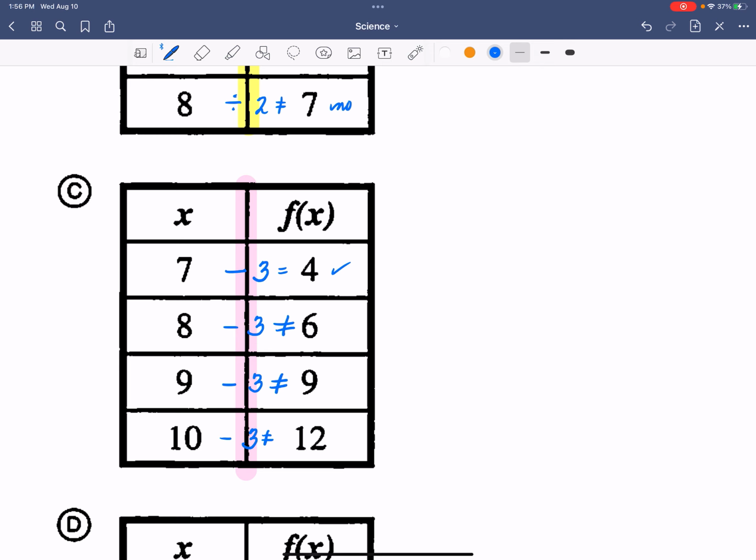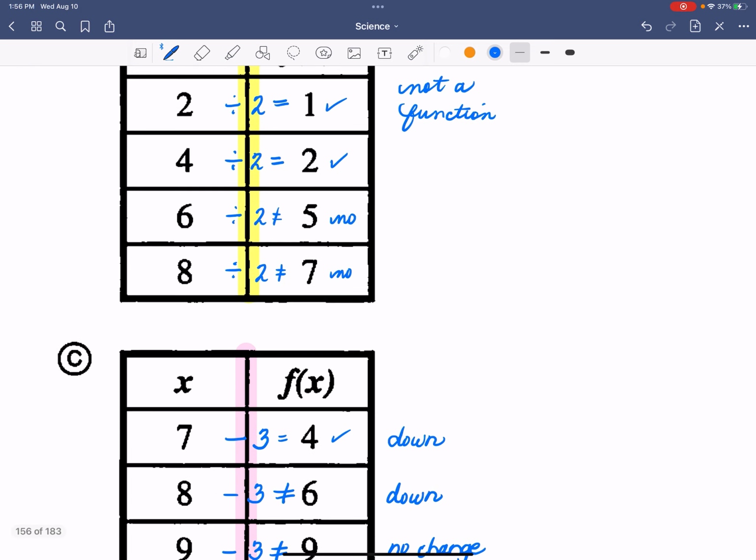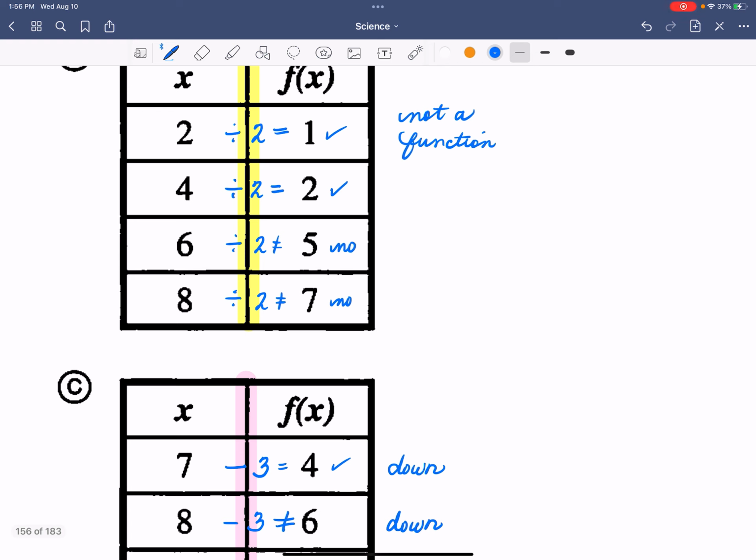Another way, it just occurs to me that I've told students this before. From 7 to 4 is breaking down. From 8 to 6 is breaking down. From 9 to 9 is no change at all. There is no rate of change because there's no change. From 10 to 12 is building up. So that is also not a pattern of a function. This one would not work that way because all of them are breaking down in some form. They're just not breaking down at the same rate in each case.